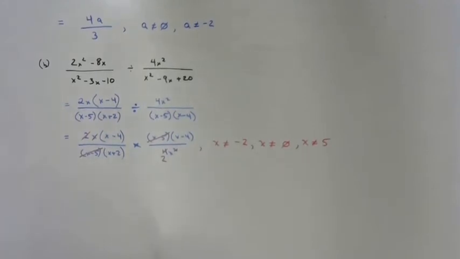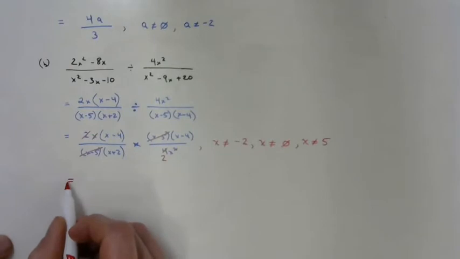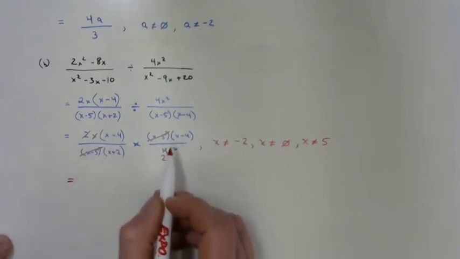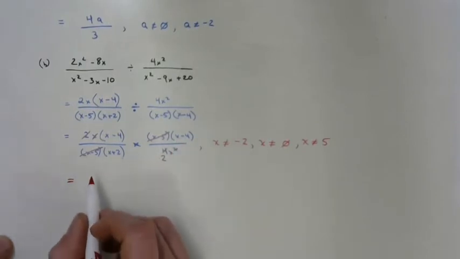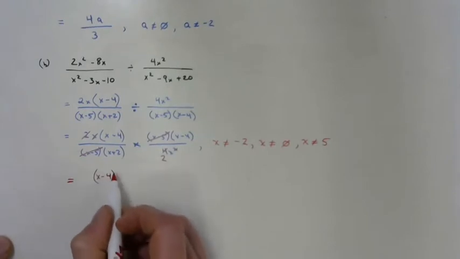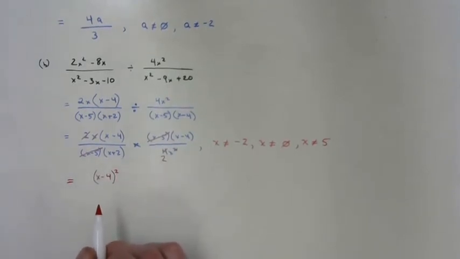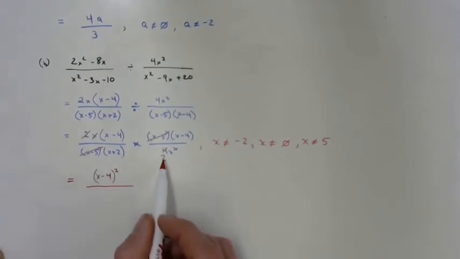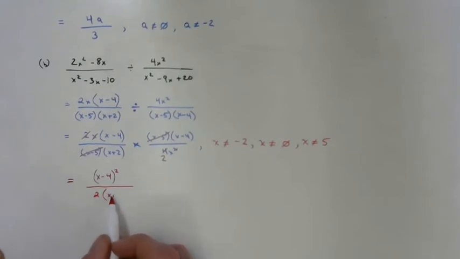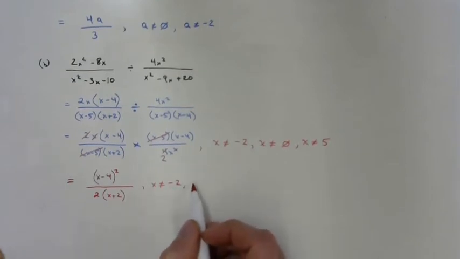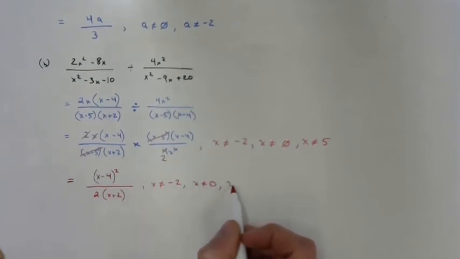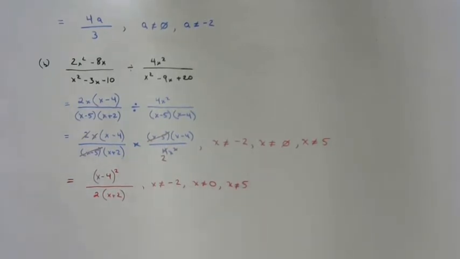That's as much as we can cancel out. So now what's left in the numerator is just x minus 4 times x minus 4, so 2x. X minus 4 squared, good. You could expand it, but you don't need to. That would be like going backwards. And in the denominator, I have a factor of 2 and a factor of x plus 2. And I'm going to copy down my restrictions. X can't be negative 2. X can't be 0. X can't be 5. And that one is finito.